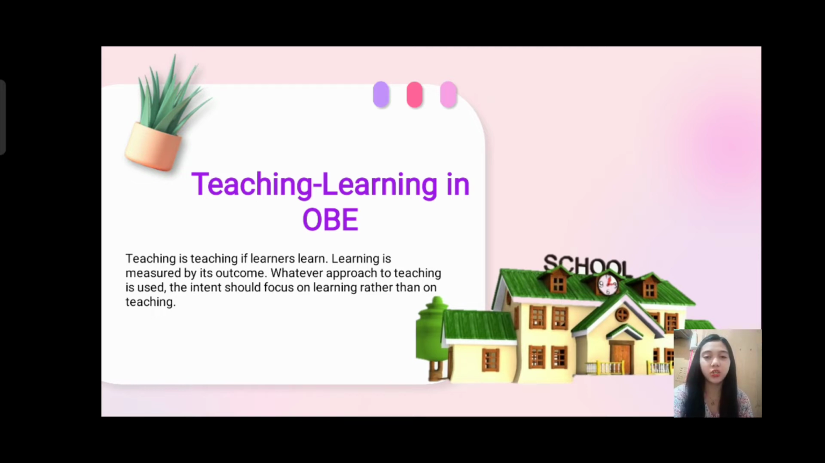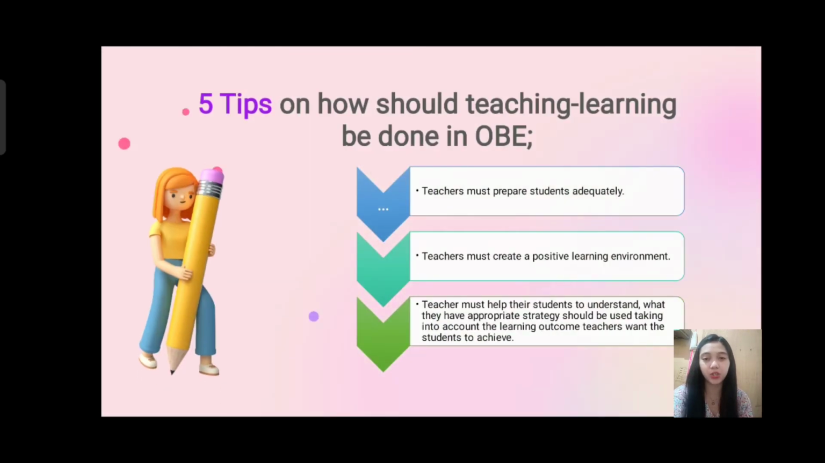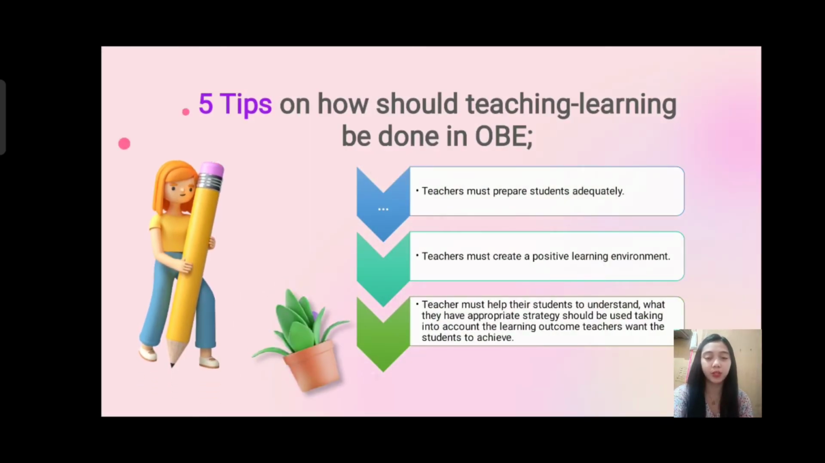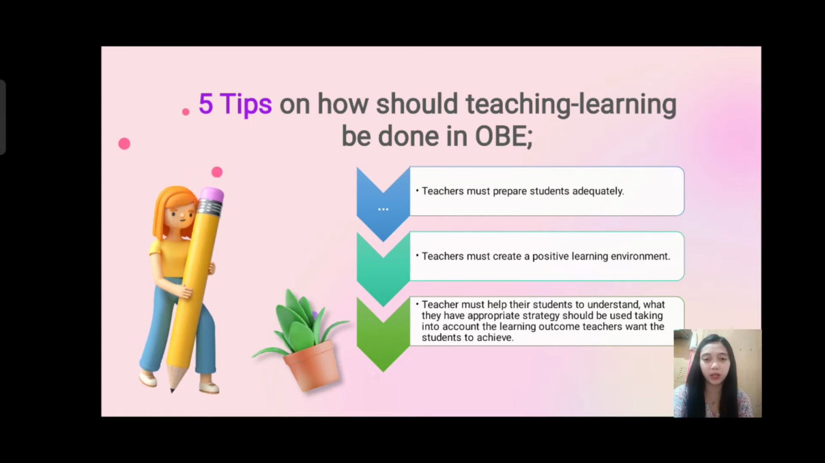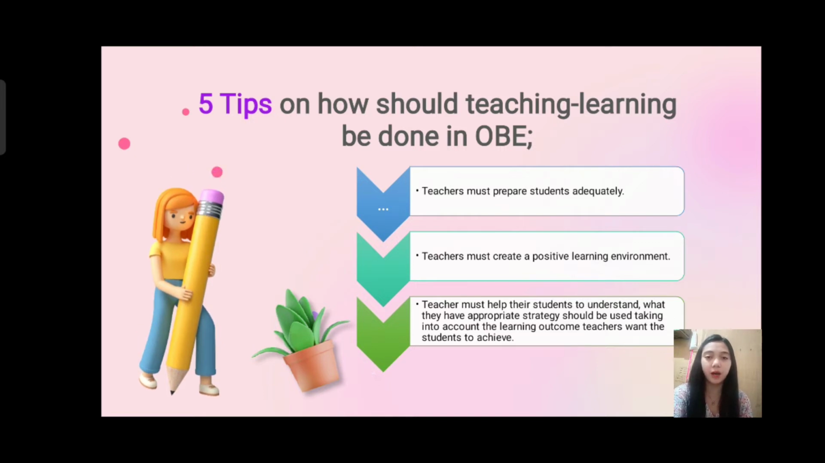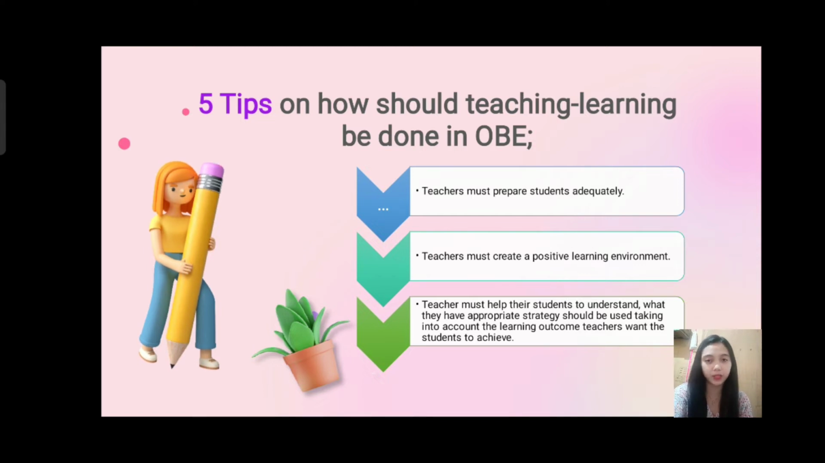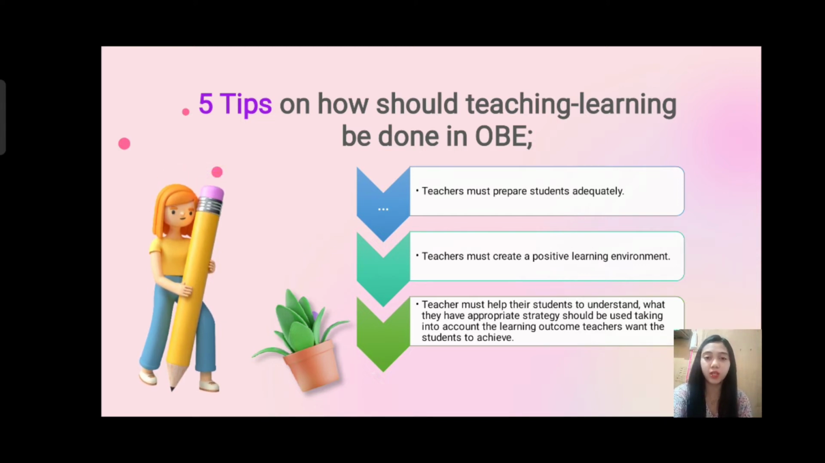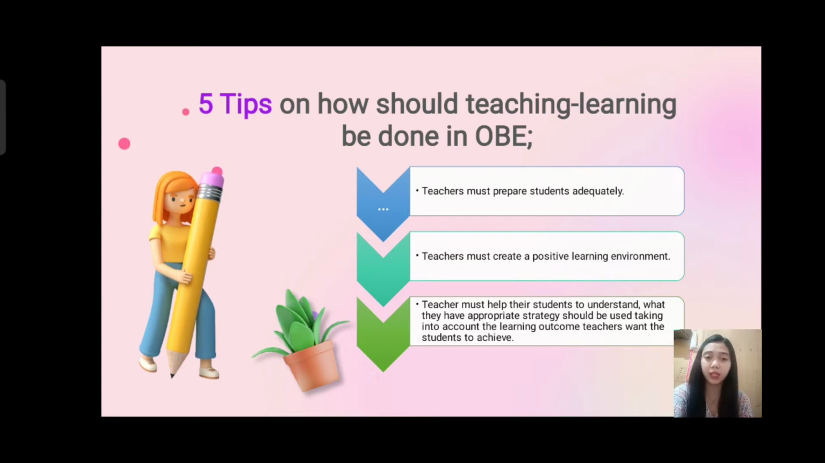In that case, teachers must also be innovative and think of ways on how the students learn how to learn. So here are some tips on how teaching learning should be done in OBE. The first one is teachers must prepare students adequately. So in this part, the teacher must first consider what they want the students to learn. This is with the help of stating the learning outcomes and conducting a review first about their prior knowledge on that certain topic. So it helps the teacher to assess which side of the topic the students already know and what they need to learn.